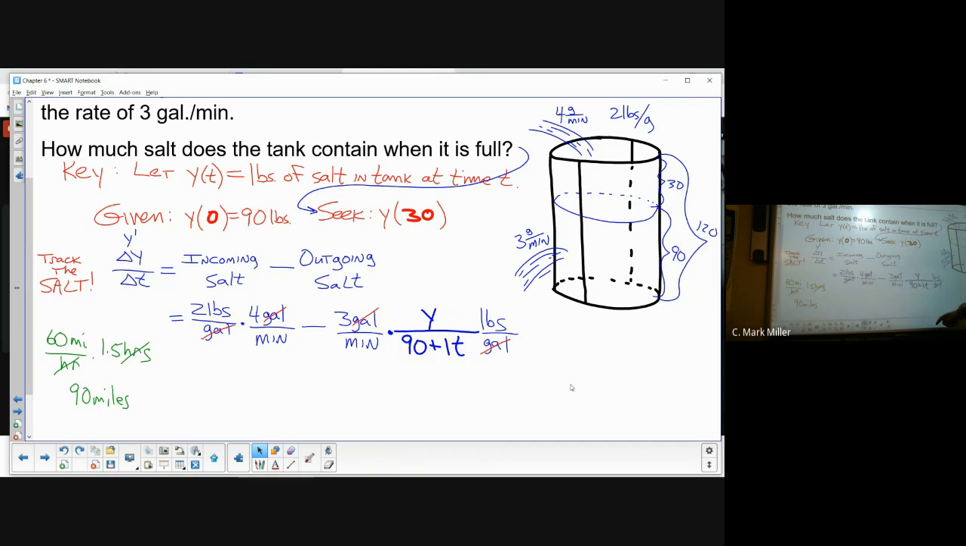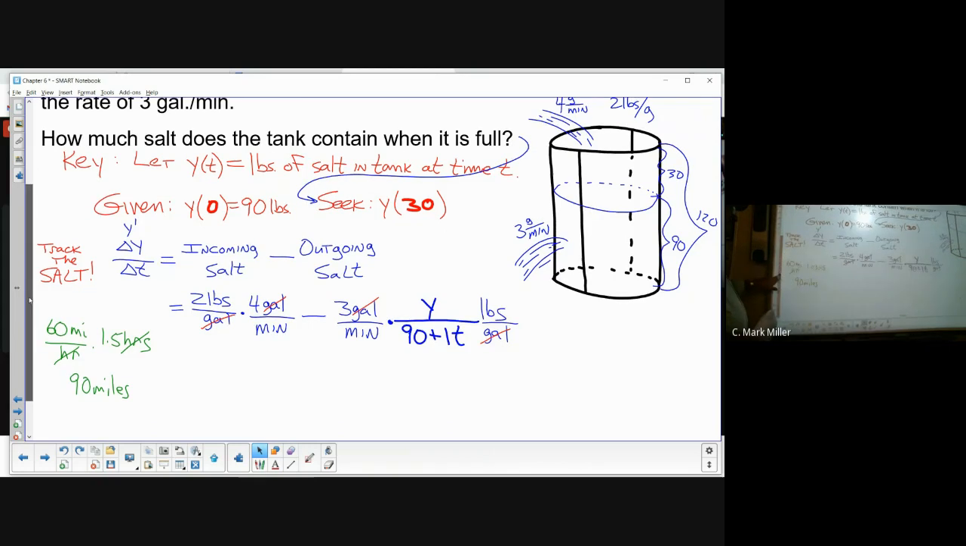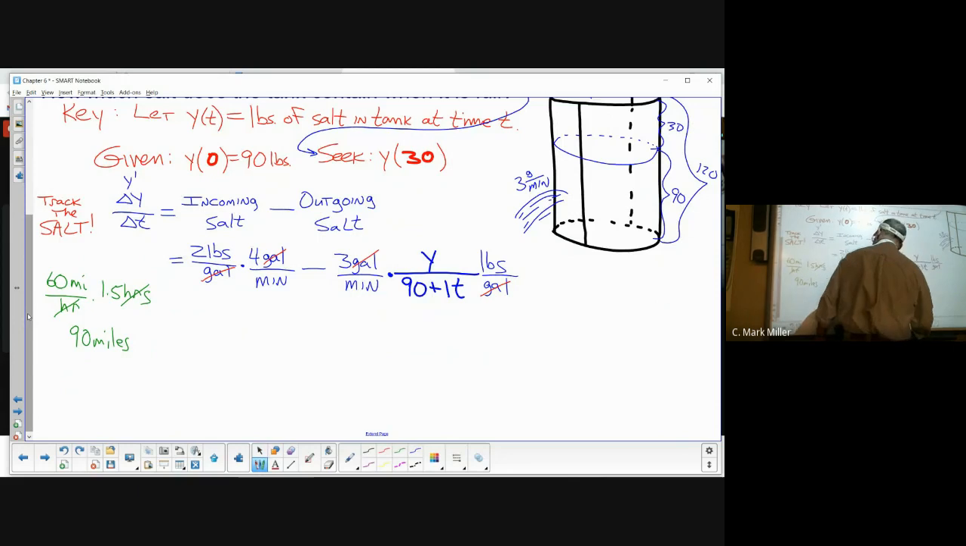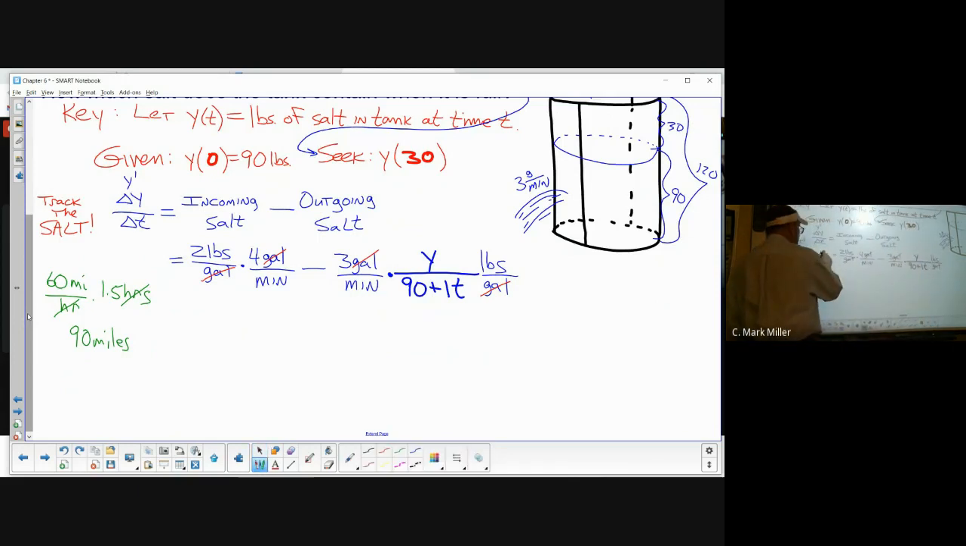How much salt is in the tank at any time? y divided by the concentration. Well, divided by the volume. The volume is 90 plus 1 gallon for every minute. So this gives you the pounds of salt per gallon. That's the concentration. This is probably the all-star step right here. If somebody can set this up, you're home free.